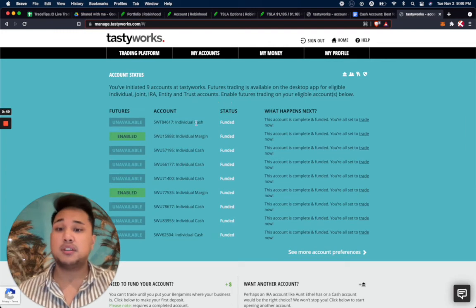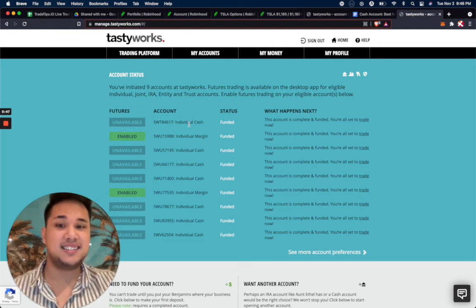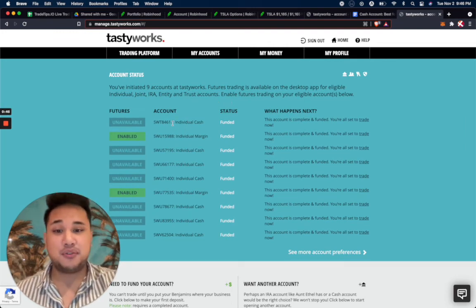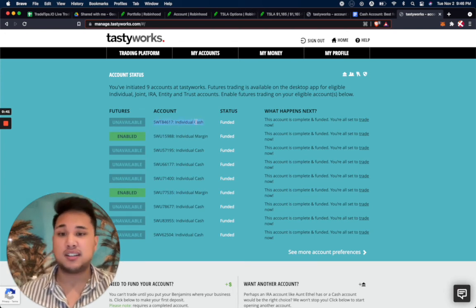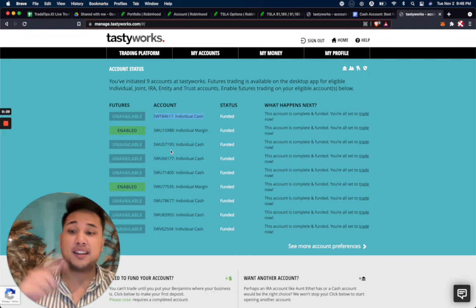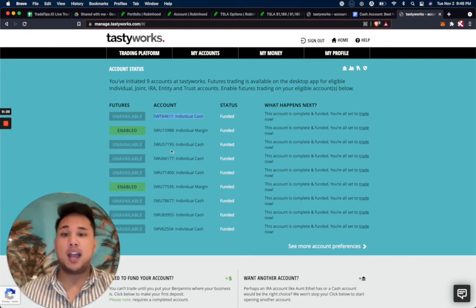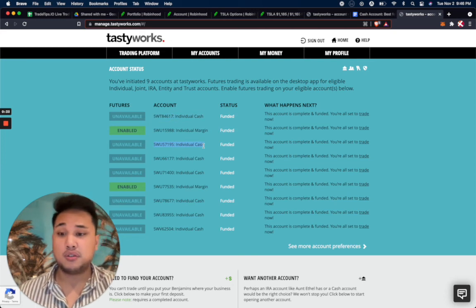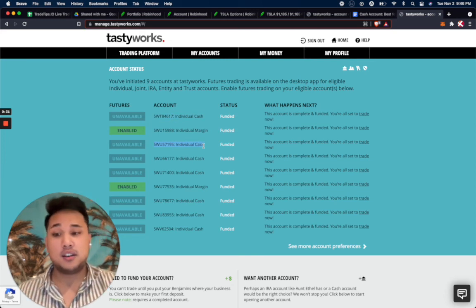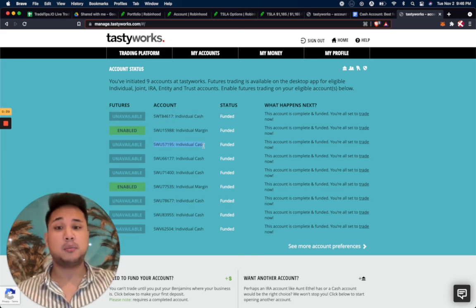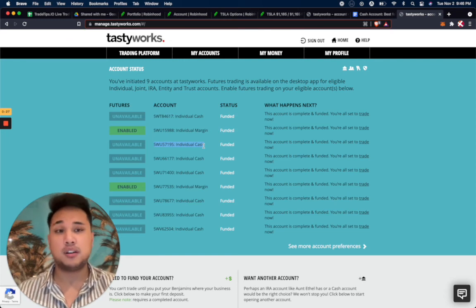With Tastyworks, why I recommend it is that I've tested it out before. You can actually have multiple cash accounts. So let's say this first account gets restricted, you can make a second cash account and take the money out from this one and put it into the new cash account. It may take a week to move all of the money, but just know that it does work.